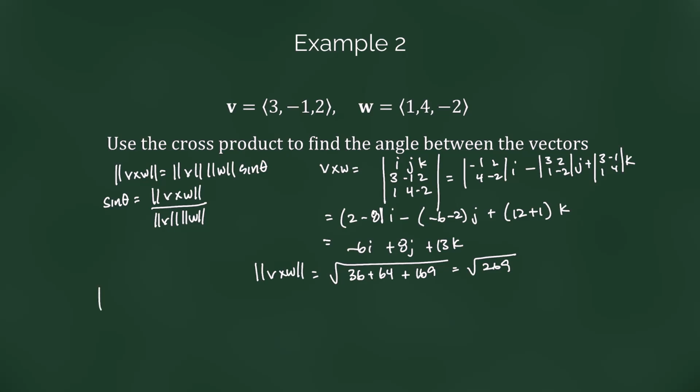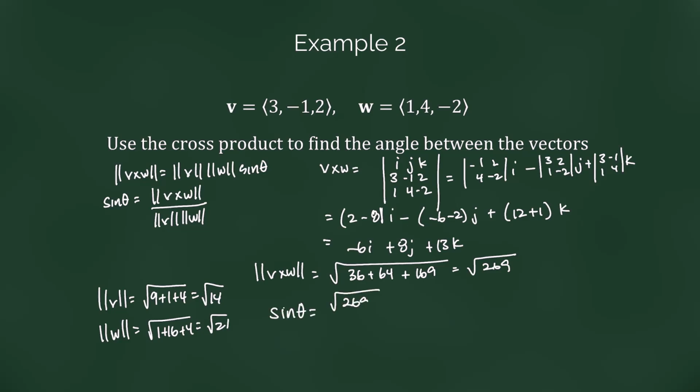Now the magnitude of v is going to be the square root of 9 plus 1 plus 4, which is the square root of 14. And the magnitude of w is going to be the square root of 1 plus 16 plus 4, which is the square root of 21. So now we know that the sine of theta is going to be the square root of 269 divided by the square root of 14 times the square root of 21.